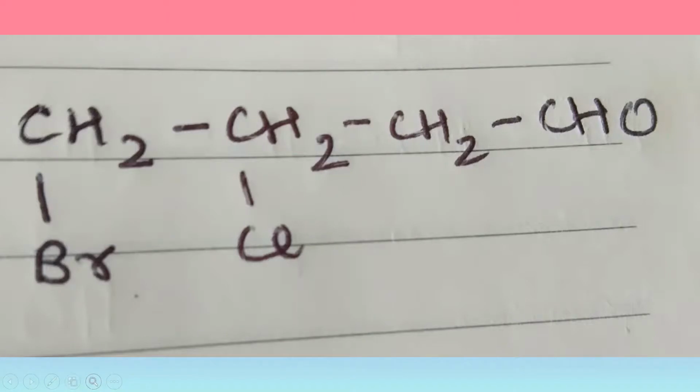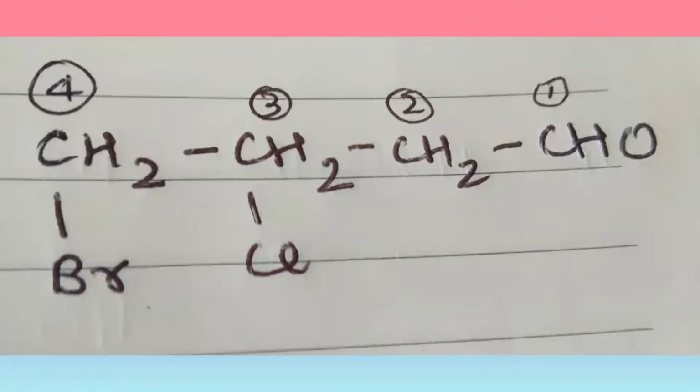Now if you see, whenever we are selecting the parent chain, we select it in such a manner that the aldehyde gets the least number of locant. So here, if you see, aldehyde gets the number 1, 2, 3, 4, and the chlorine attached carbon gets the number 3, and the bromine attached carbon gets the number 4. So here bromine and chlorine are the substituents present, and aldehyde is the main functional group.